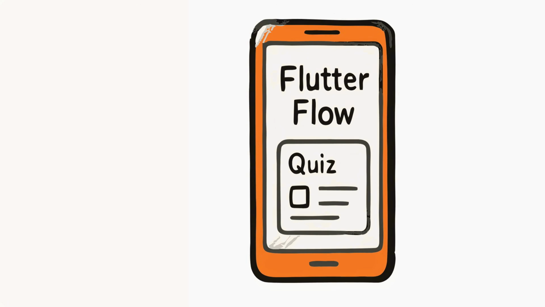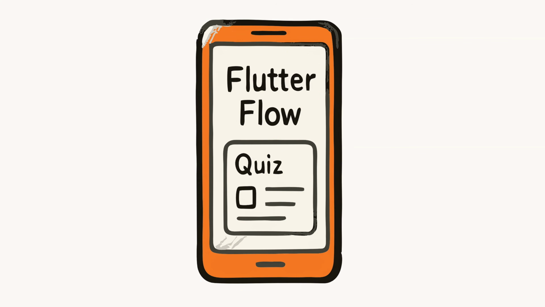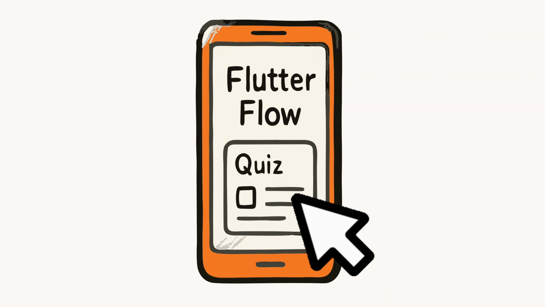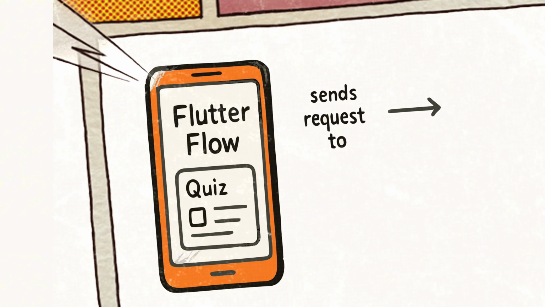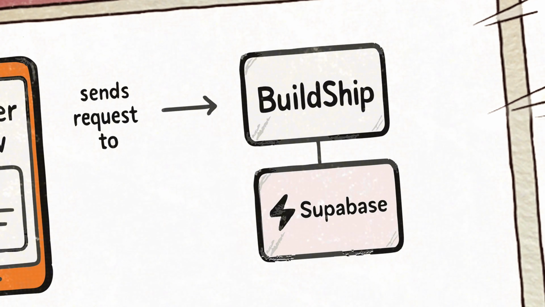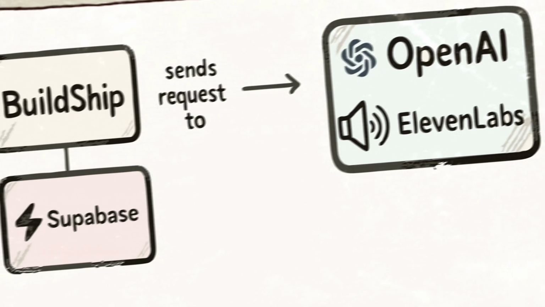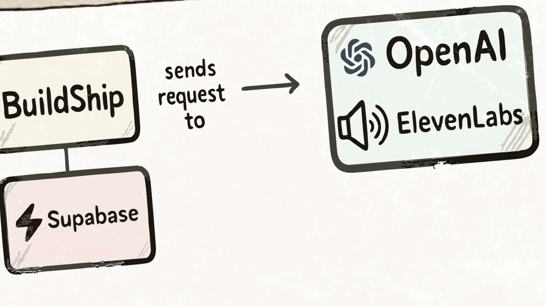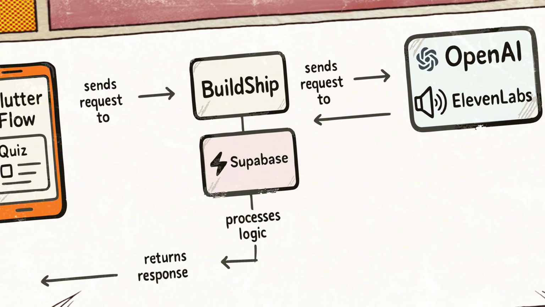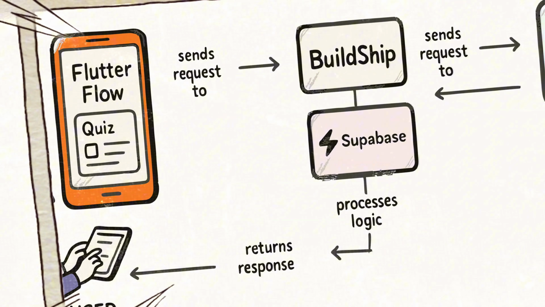So here's the typical flow. The player hits Start Quiz in our FlutterFlow app. FlutterFlow sends an API call to BuildShip. BuildShip processes the request, which might involve chatting with Supabase to fetch or save player progress, coordinating dynamic questions with OpenAI, or queuing up our 11 Labs voice host for commentary. Once BuildShip's finished calculating everything, it sends only the essential results back to FlutterFlow. FlutterFlow updates the UI instantly with the fresh data.